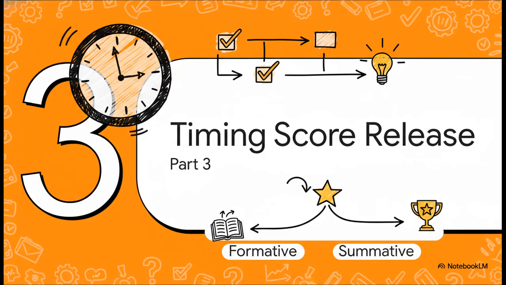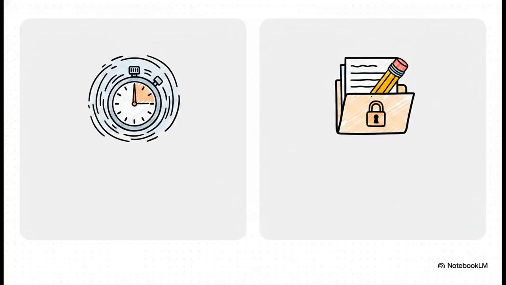Moving right along to part three, timing the score release. This is absolutely critical, and it all depends on whether your assessment is formative or summative. There is a super stark contrast between our two release options here. Instant release triggers immediately, right? It requires zero intervention from you and gives students that instant gratification. This is absolutely perfect for a quick exit ticket or maybe a pre-lab safety check where they really need to know right away if they grasp the concept.